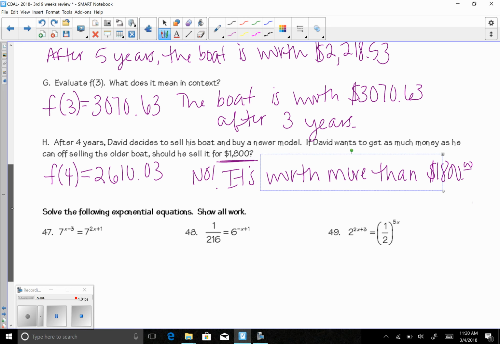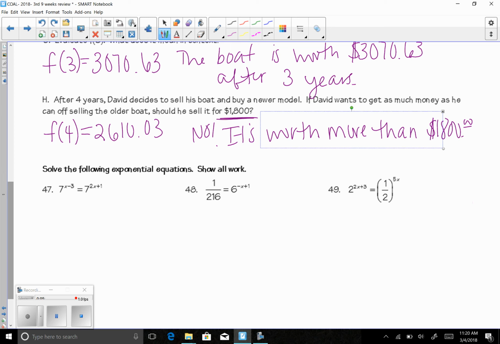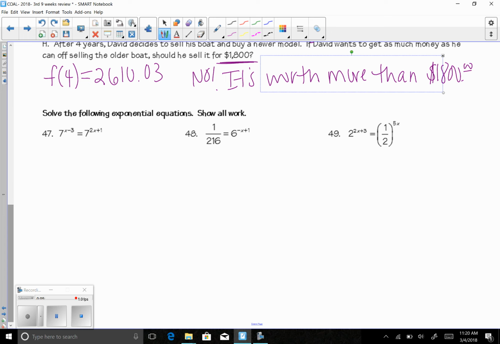Okay, all right, so now number 47 through 52. These are solving exponential equations. Remember, the whole thing here is you want to get the bases the same. Once they're the same, you drop the bases, you set the exponents equal to each other, and you solve. So number 47, the 7 and 7 can drop. I get x minus 3 equals 2x plus 1, and then I solve that equation, and I can get x.